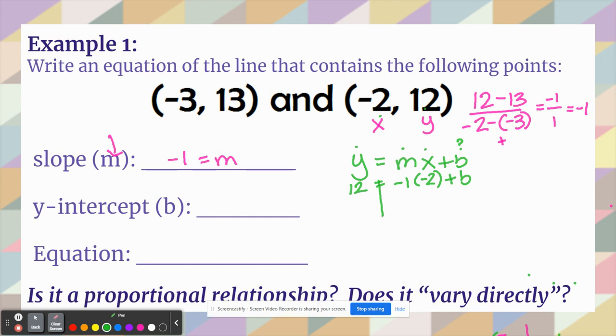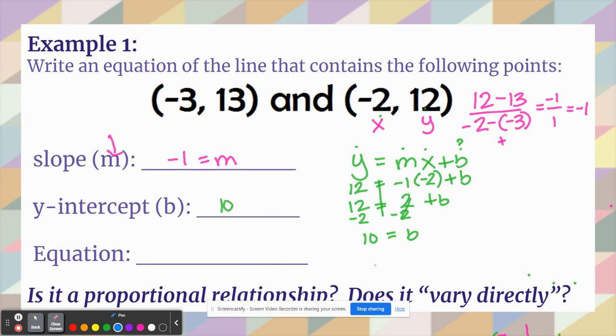So the first step is to multiply. So we have -1 times -2, which is 2, and bring the rest of the equation down. So I'm solving for b. So this is a +2. So to move that to the other side, or the inverse, is to subtract 2. So now b is alone on the right, and 12 minus 2 is 10. And that's our value for b.